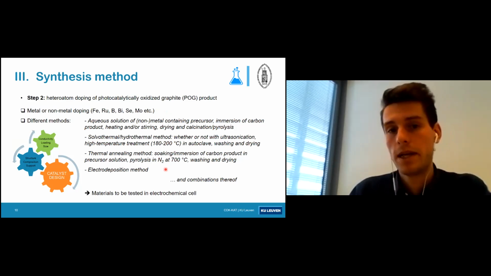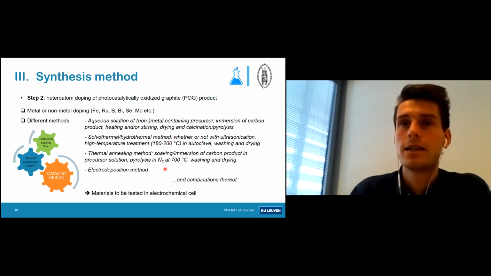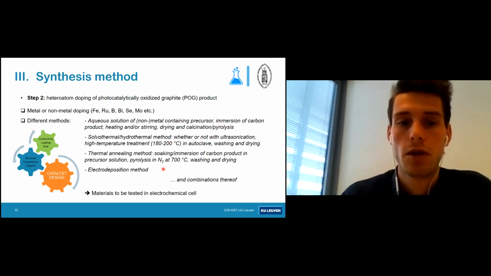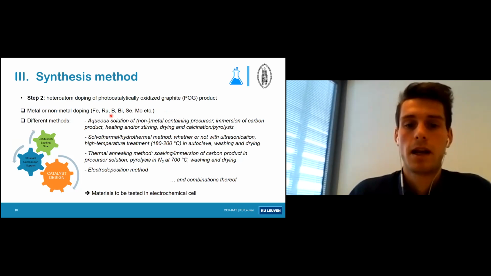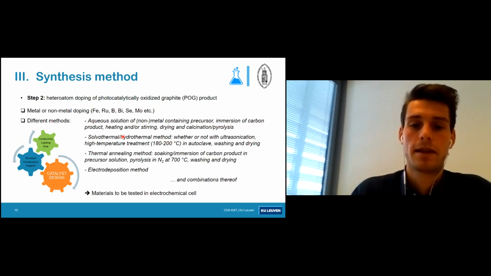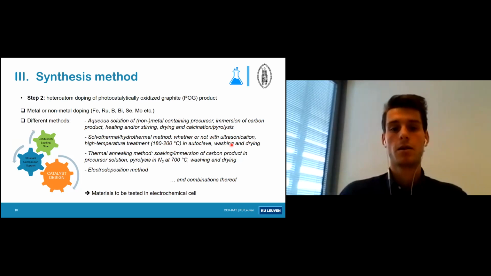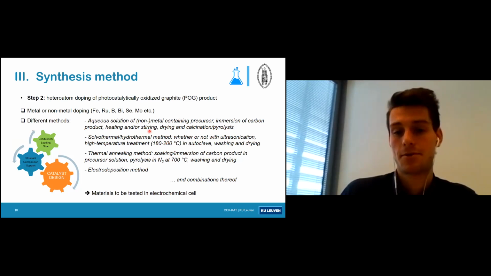In a second step, we use that photocatalytically oxidized graphite product to further activate it by heteroatoms, the doping as it's called. So we use metals or non-metals like these ones listed here. And we use many different methods and try to develop the best method in terms of our end reaction. So as you can see here, we use aqueous solutions of our metal containing precursor. We immerse the carbon products and also do a heating step or stirring step.